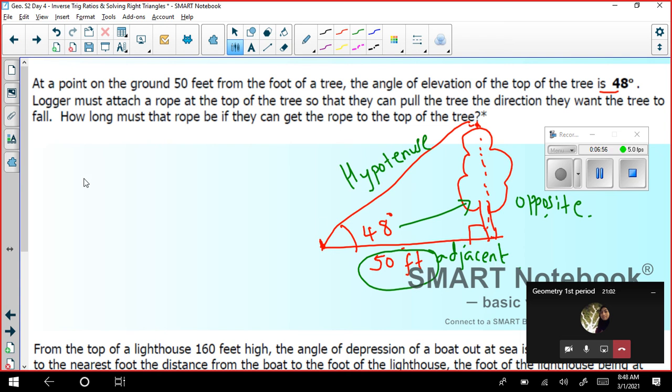So we use cos 48 degrees, because we are interested in hypotenuse when adjacent is given. And the formula for cos of any angle is adjacent divided by hypotenuse.